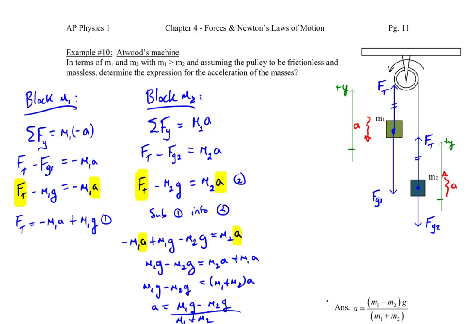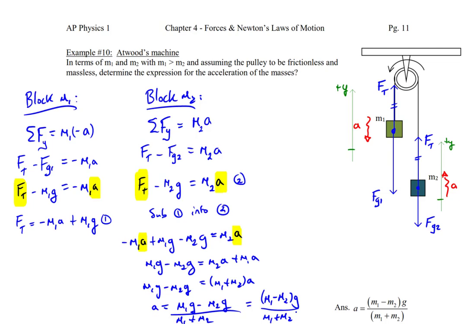And you'll notice, if you look at it carefully, it's really the difference between M1 minus M2 times G. So it's the difference between the two weights of these two blocks, divided by the sum of the two masses, M1 and M2. And this kind of brings me to another way of solving this problem, by the way.